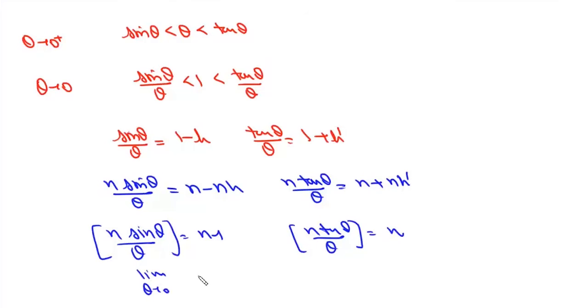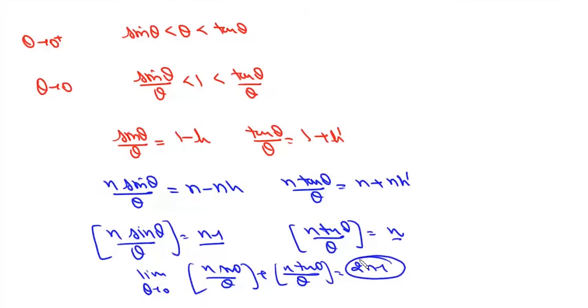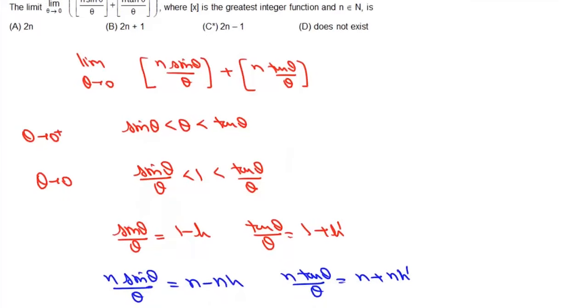This limit as theta tends to 0 of the sum will be n minus 1 plus n, which is 2n minus 1. So the answer to this limit is 2n minus 1, and that's your option C.